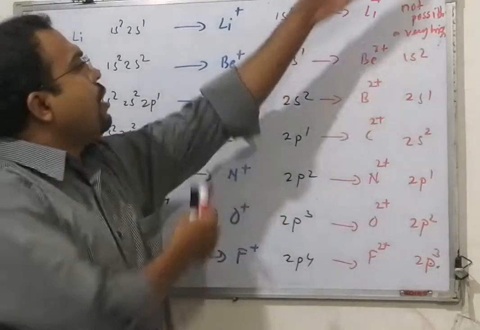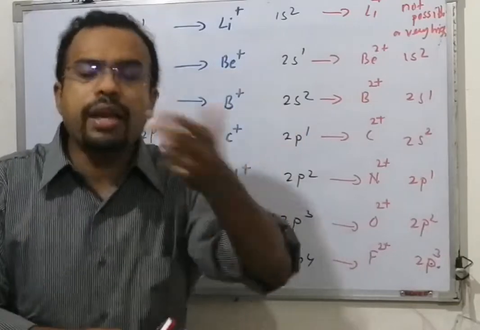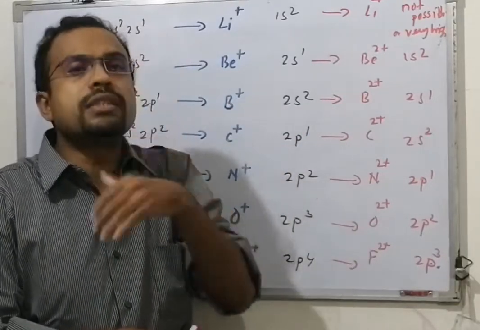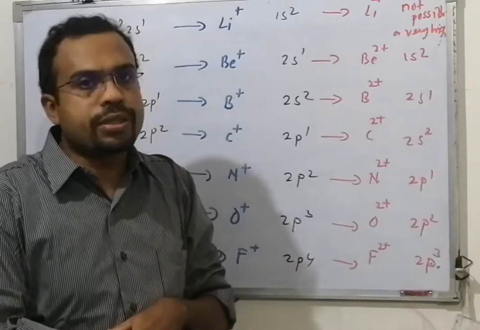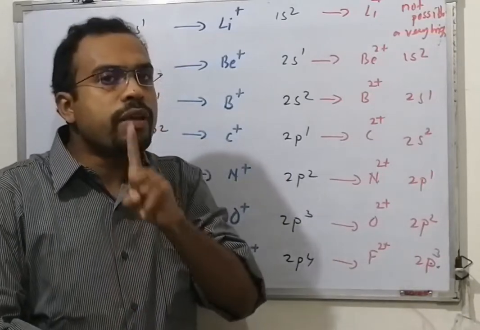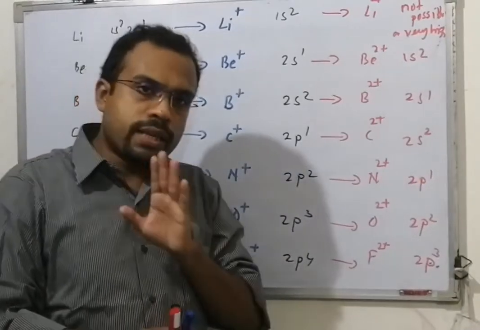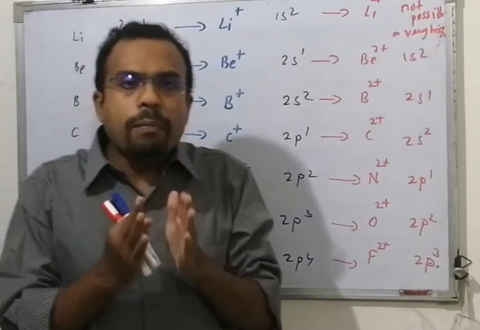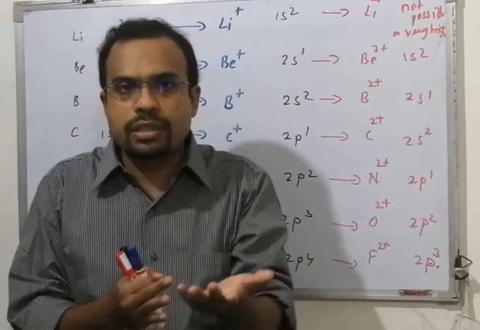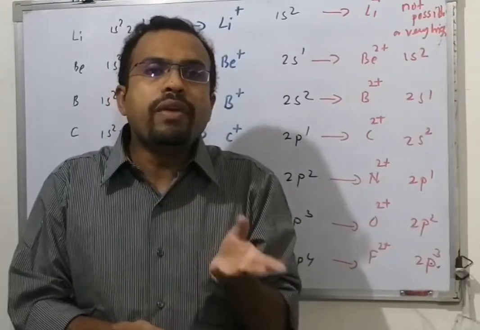Why is the second ionization energy of alkali metals very high? Always the second ionization energy is higher than the first ionization energy. But in some cases, it will be very high. Once again, I repeat, normally the second ionization energy is greater than the first ionization energy. In some cases, it will be very high.